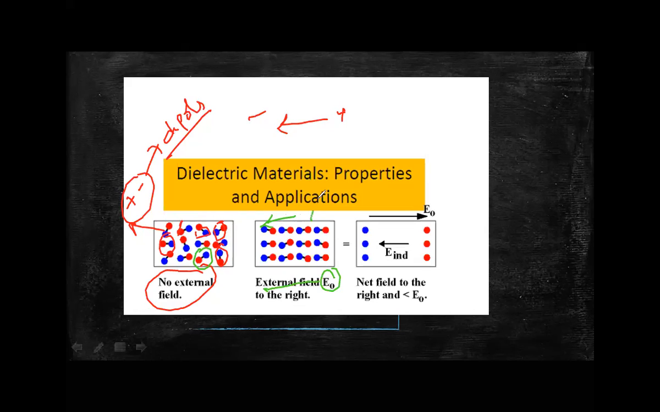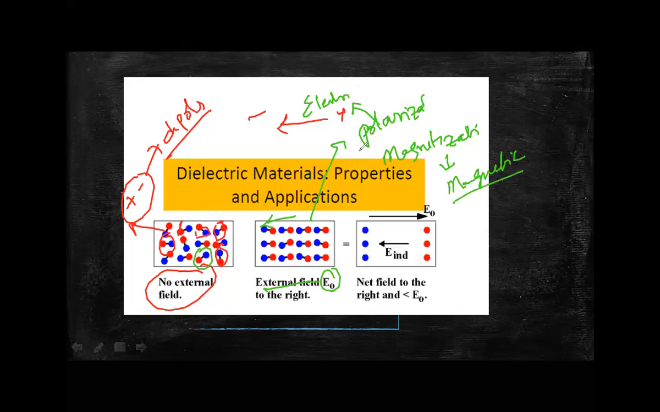So this is actually called polarization. Polarization, kind of like magnetization. In magnetization we talk about a magnetic dipole; in this case, an electric dipole. So this is electric polarization. We don't call it magnetization. Magnetization involves the magnetic dipole. Polarization involves the electric dipoles.